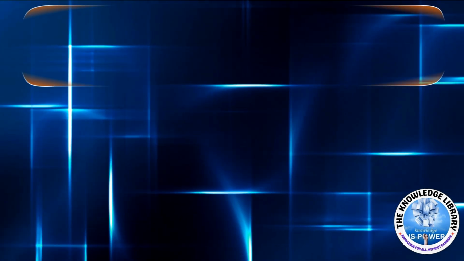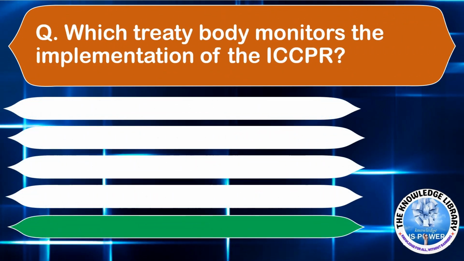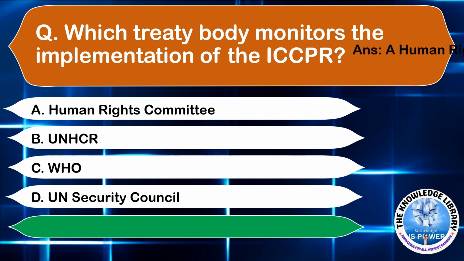Next question is, which treaty body monitors the implementation of the ICCPR? Option A, Human Rights Committee. Option B, UNHCR. Option C, WHO. Option D, UN Security Council. Correct answer is option A, Human Rights Committee.